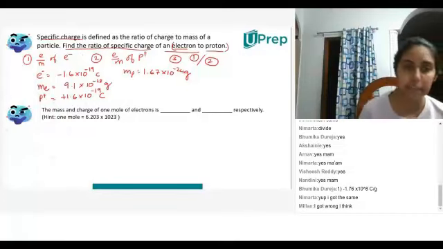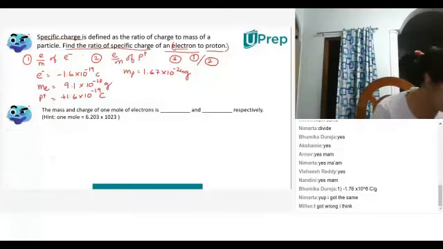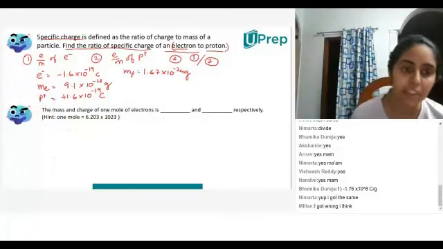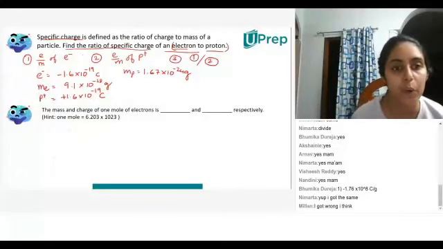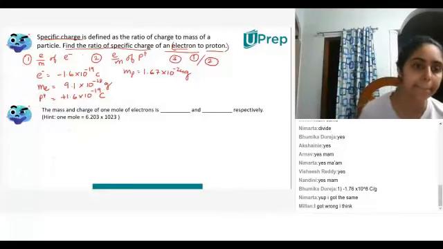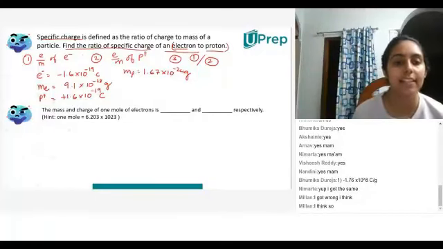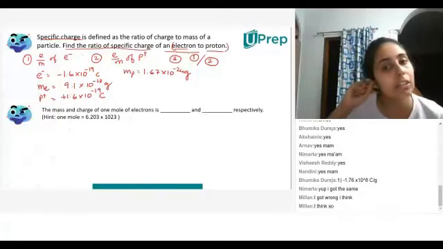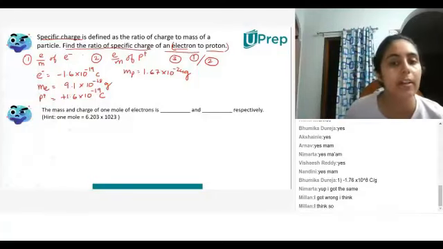Okay, can you solve the second part now? Yes, Bhumika, you are correct. Nimrata, good. Milan, where did you go wrong? Did you understand? Okay, we'll solve that in some time. So you just have to divide the charge of the electron by the mass of the electron.